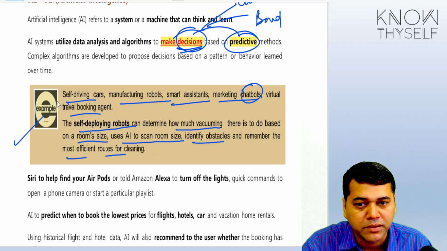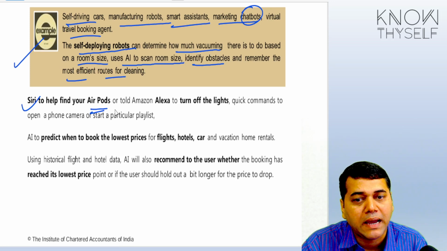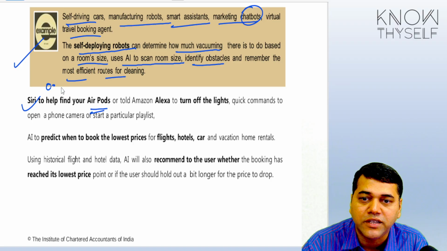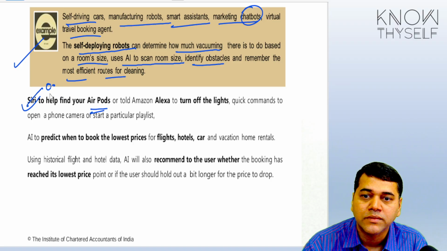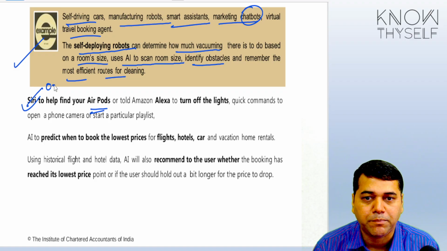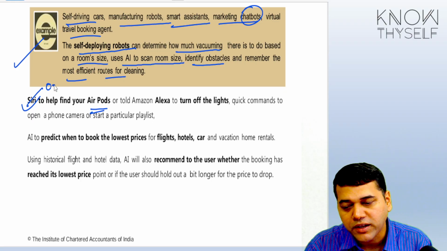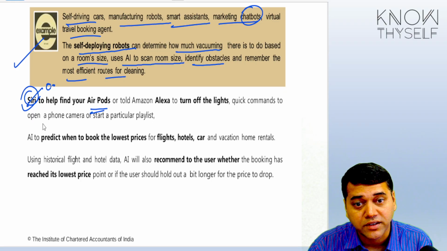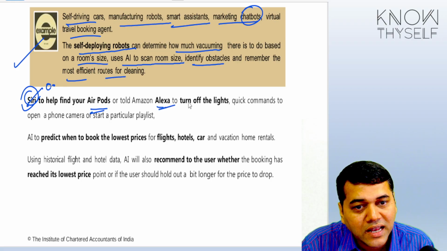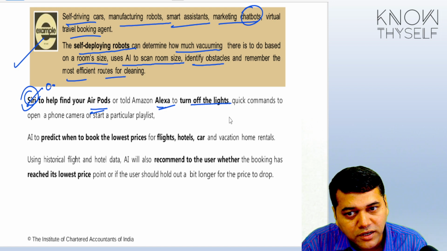You can give some examples, like Siri helping to find your AirPods. Your house may be covered with CCTVs, and Siri can use the CCTV. You have kept them somewhere and you are searching. Ask Siri, where are my AirPods? Siri will identify and say, go and check next to the table. Ah, you found it. You tell Alexa, turn off the lights, and it will do it on quick command, even from faraway places.